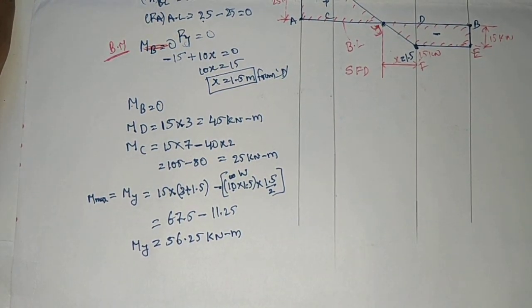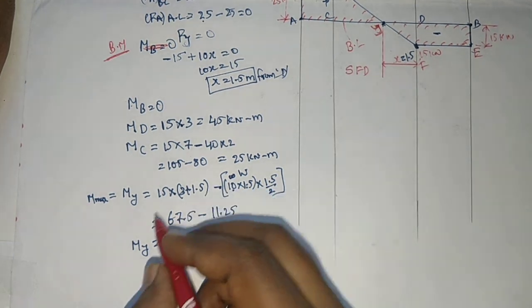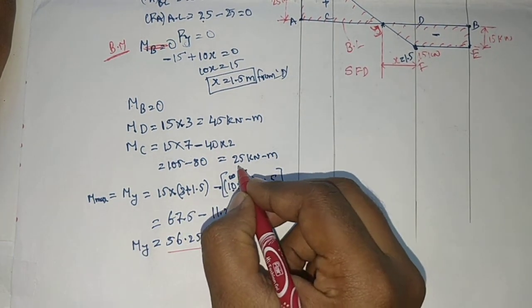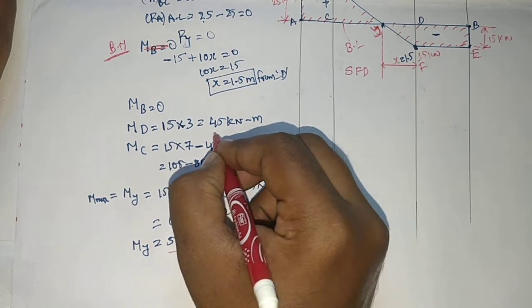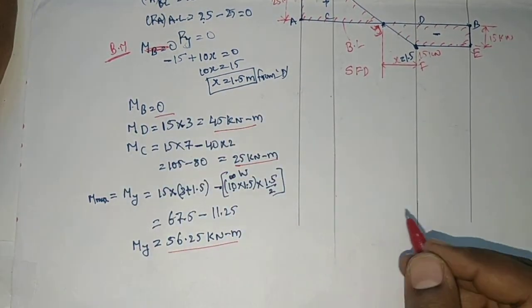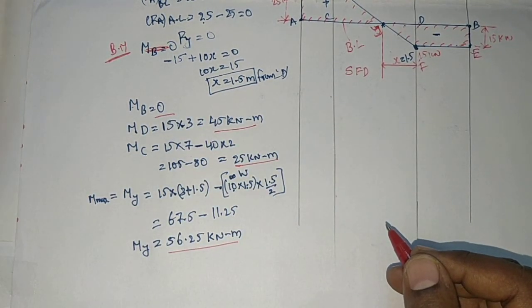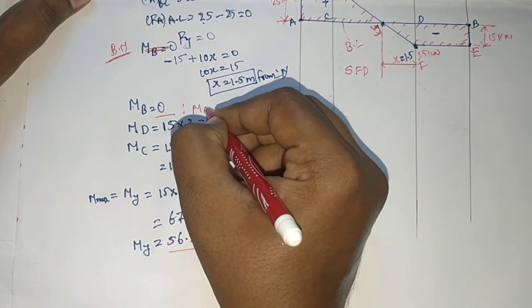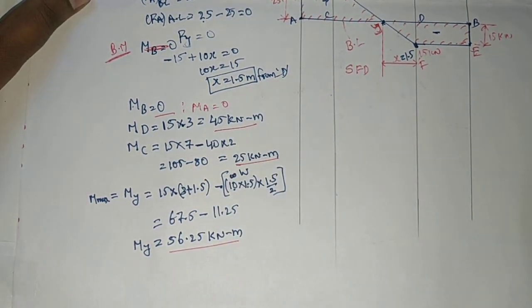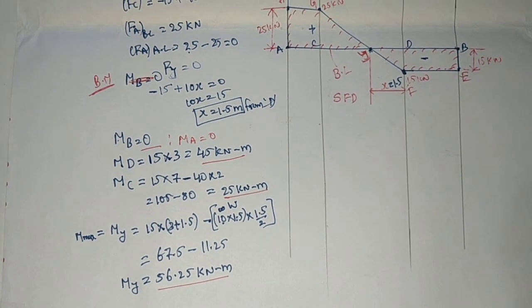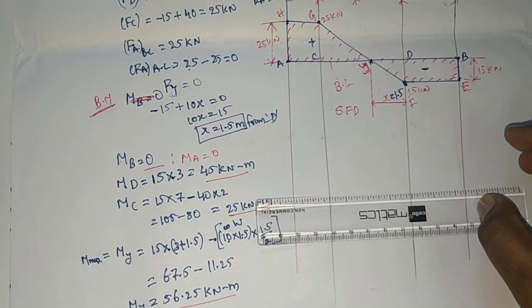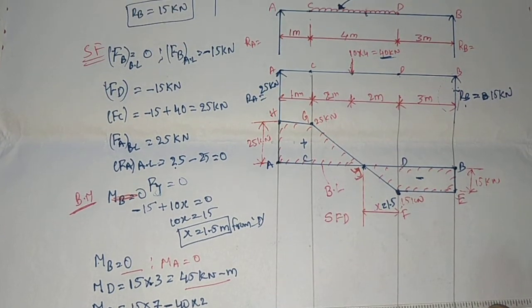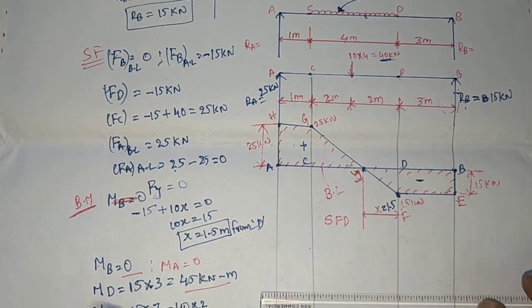Now we have calculated the bending moment at the maximum point and at points C, D and B. Similarly, bending moment at point A is 0. You can write it directly, because at both ends of the beam the bending moment value is 0.